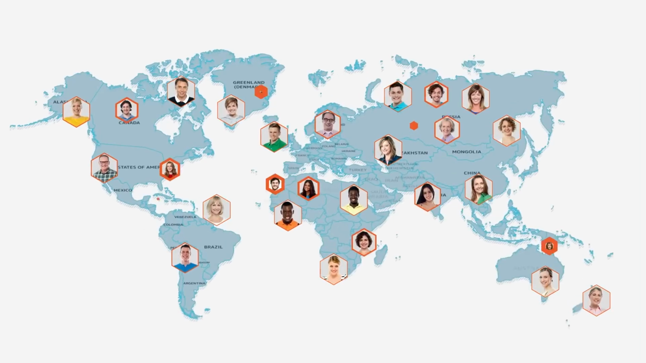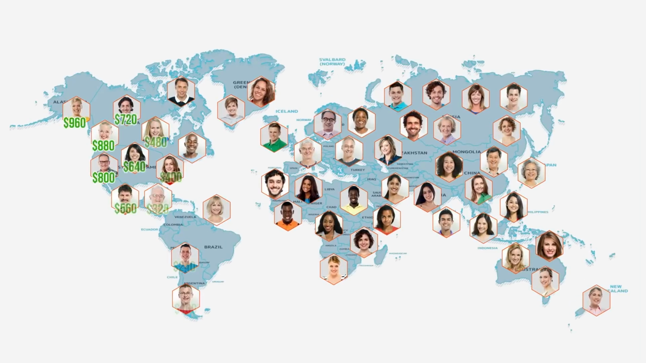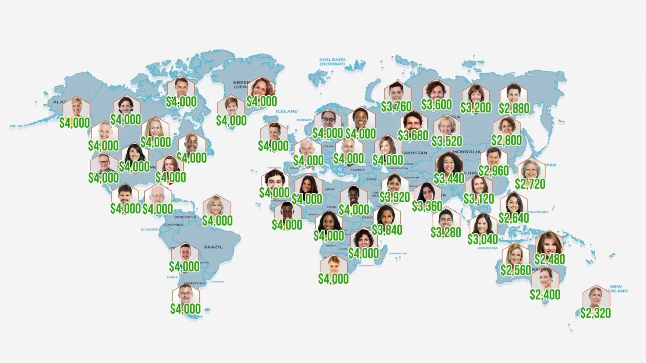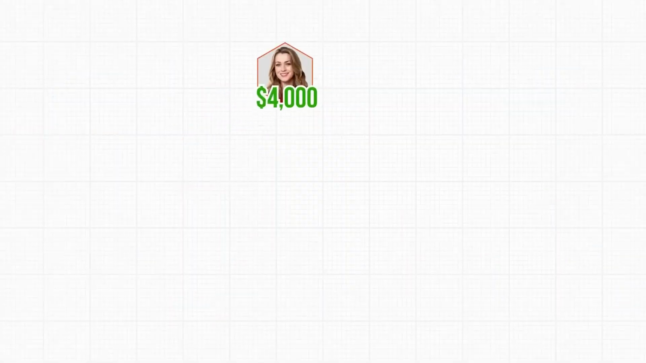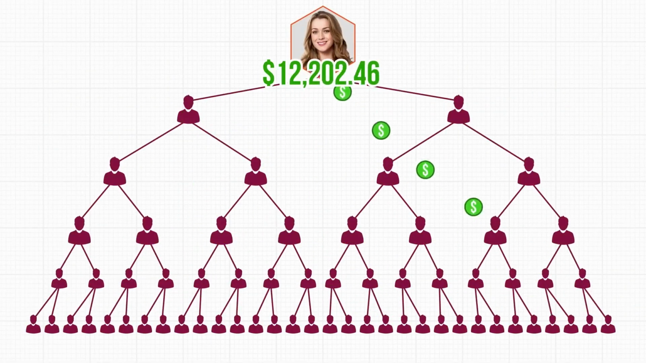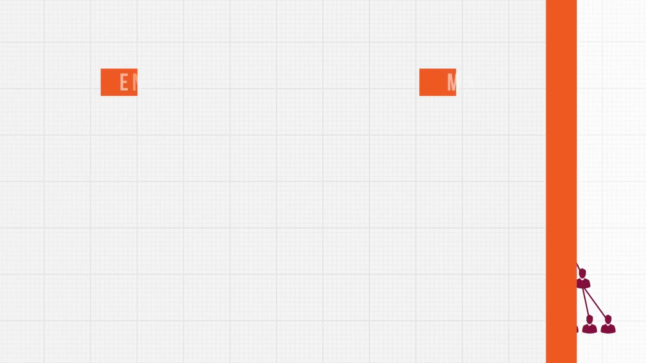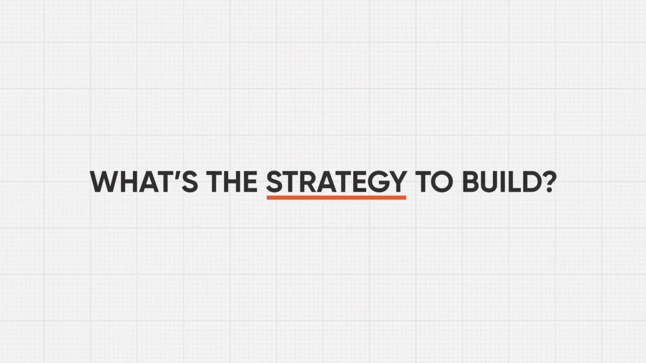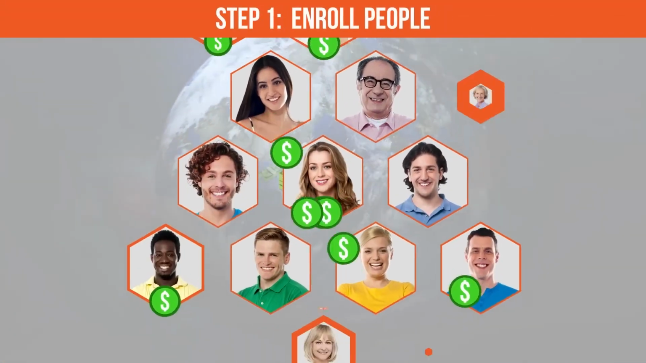So if there were 50 diamonds in the company, for example, each one would get a $4,000 monthly bonus on top of all other parts of the compensation plan. Yeah, it's big. So now that you know how you get paid, what's the strategy to build? Simple. Enroll people. That's it.